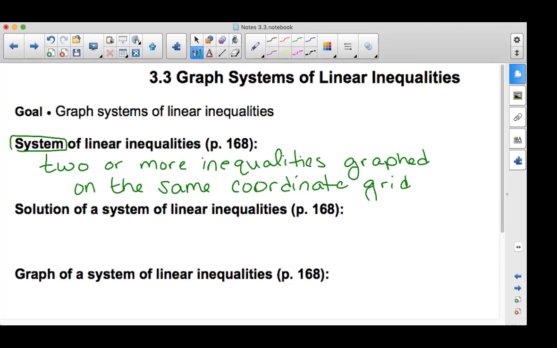What do you think a solution of a system of inequalities is? So think about what an inequality would look like if we were graphing it. What would a solution to the system be for inequalities? Brooke?